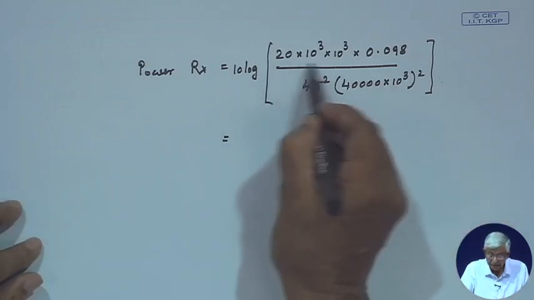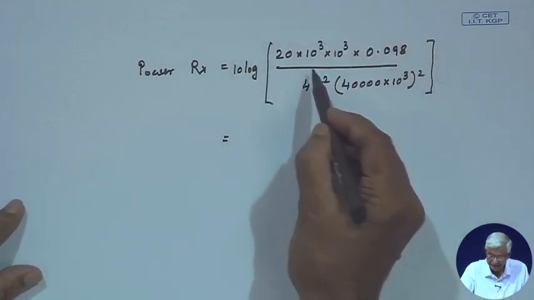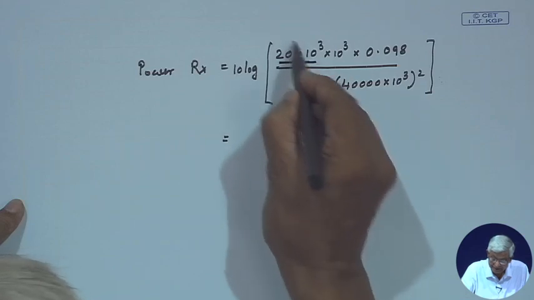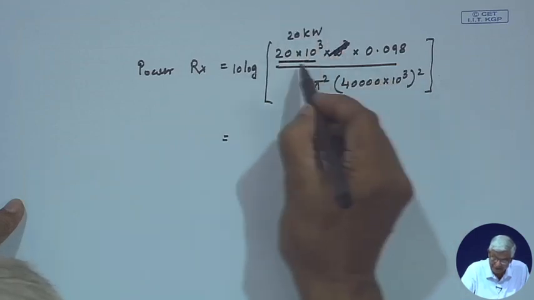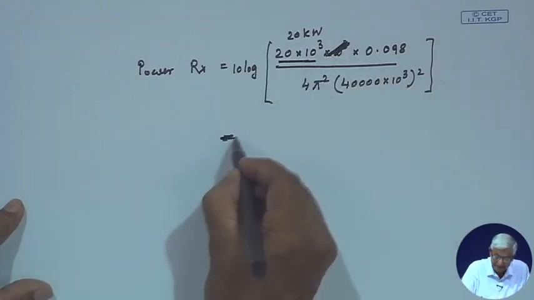Sorry, this is not kilometer. I made a mistake. I am so sorry. Somebody corrected me. It is not kilometer. This is power we are talking about. So, this is 20 kilowatt. So, these should not come. I was taking this one as a kilometer. I am sorry. So, let us rewrite the whole thing.